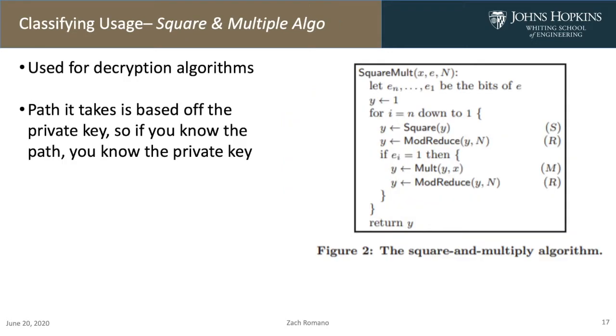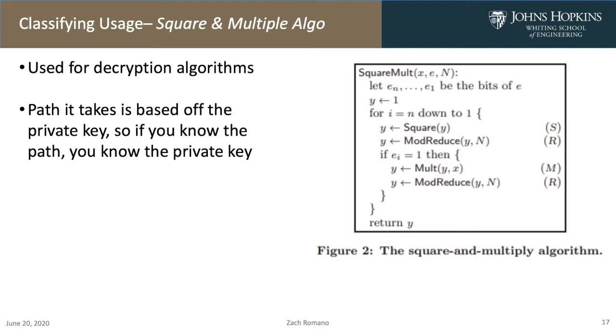So now we're going to talk a little bit about the square and multiply algorithm. This is the code that we're going to be analyzing and trying to determine the path of. This really isn't the main point, so I won't spend too much time on it. But this code block is used for decryption algorithms, and the path that it takes is dependent on the actual private key. So if you know the code path that this takes, you can deduce what the private key is.